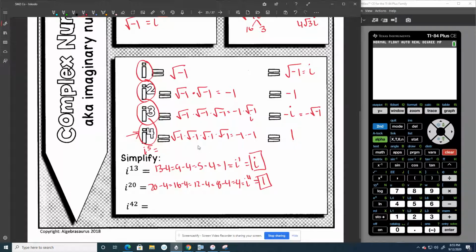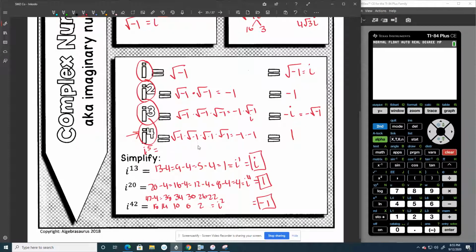Okay. Now, i to the 42, we're going to do 42 minus 4 and get 38. And then we're going to just keep counting down. I'm going to go 34, 30, 26, 22, 18, 14, 10, 6, and 2. So i to the 42nd is the same as i squared, which is negative 1.